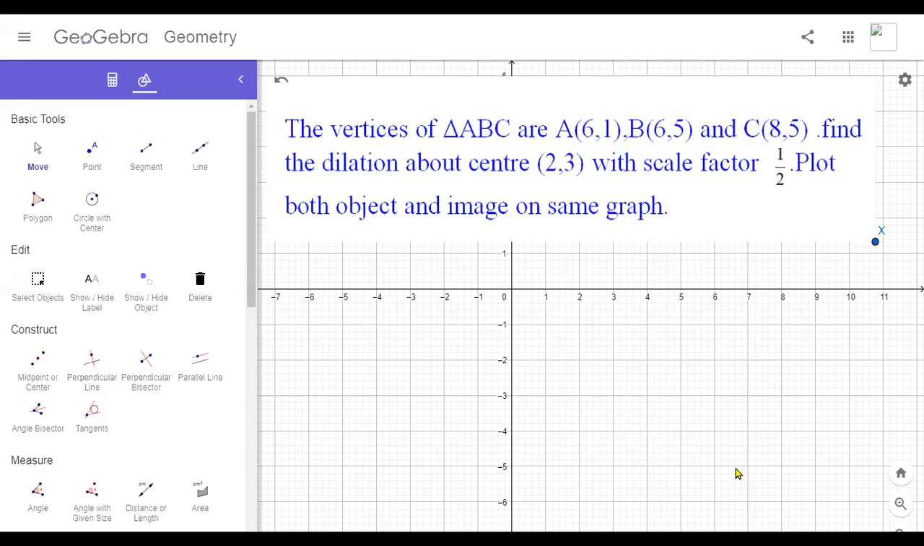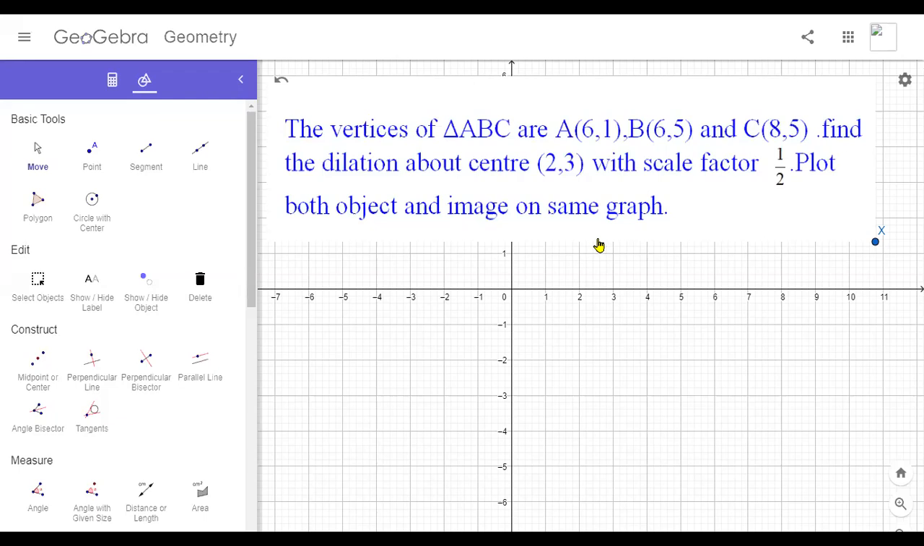Today in this video I am going to discuss something about dilation. Dilation is one non-isometric transformation in which both the object and the image will have different sizes. The size will be changed, so it is called a non-isometric transformation. Here I have taken one example to illustrate this topic. Please watch this video till the end.